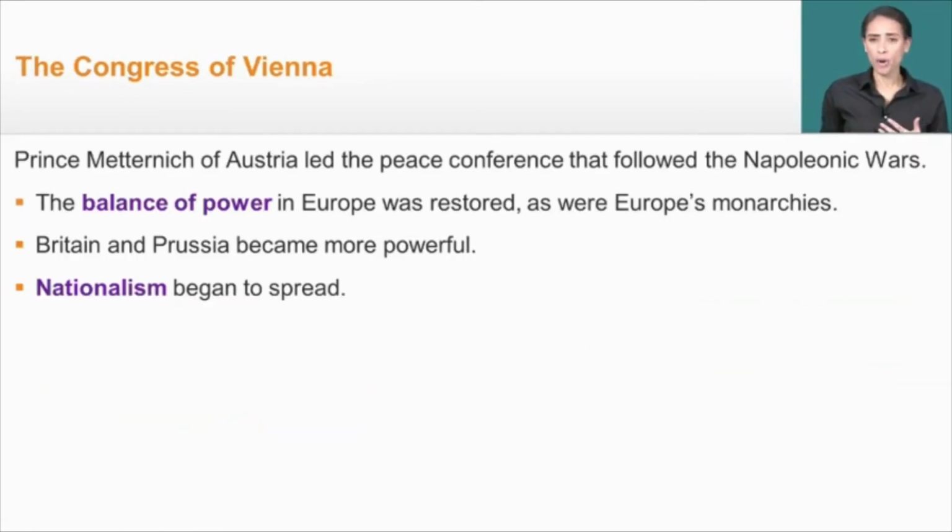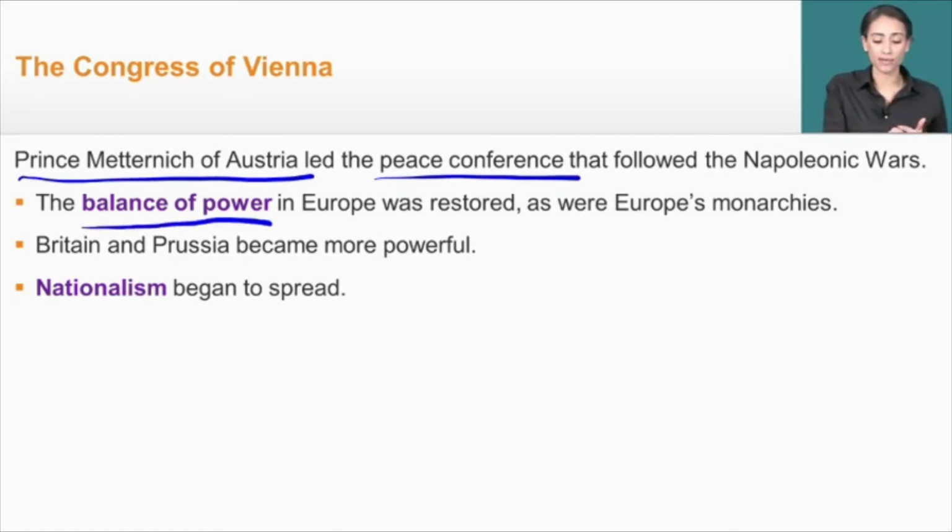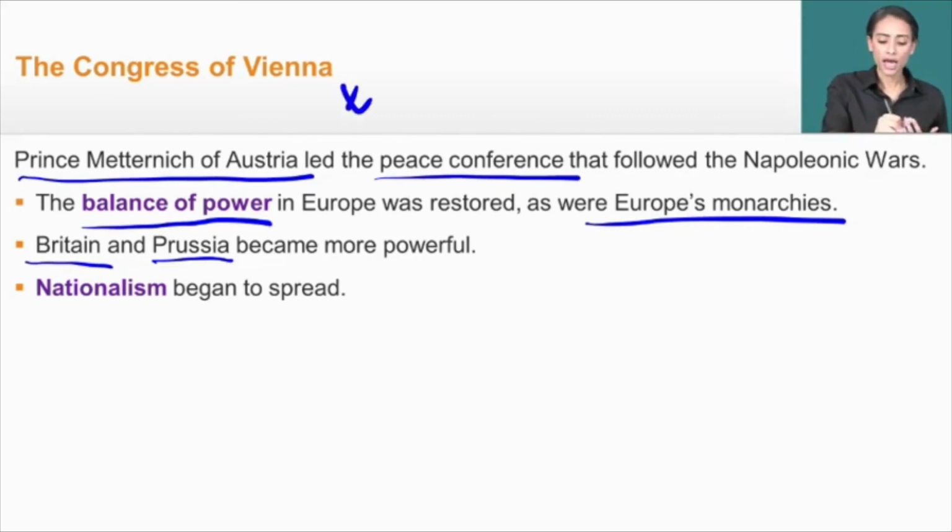Now, following the Napoleonic Wars, we see that the Congress of Vienna comes together, a peace conference that's led by Prince Metternich of Austria, with the hopes of reestablishing that balance of power that existed in Europe pre-French Revolution. And we see that as a result, most of Europe's monarchies were restored, despite the fact that they're trying to create this balance of power. Two countries in particular, Britain and Prussia, emerge as kind of the most powerful. Now, the Congress of Vienna, by all accounts, was the end of the French Revolution.